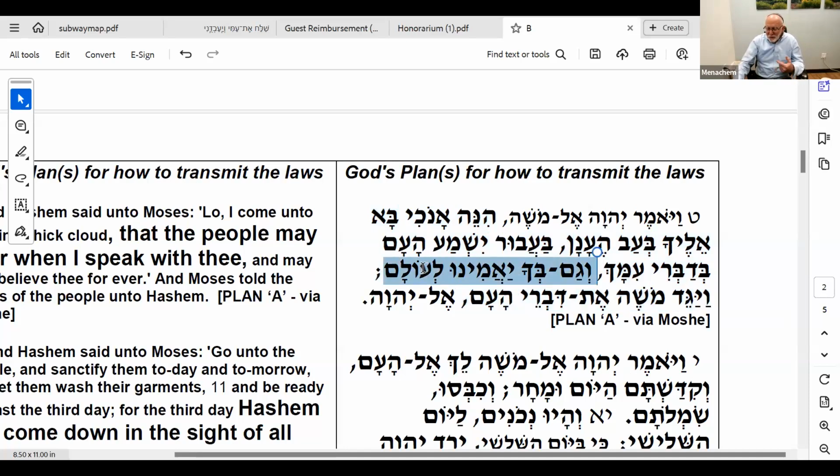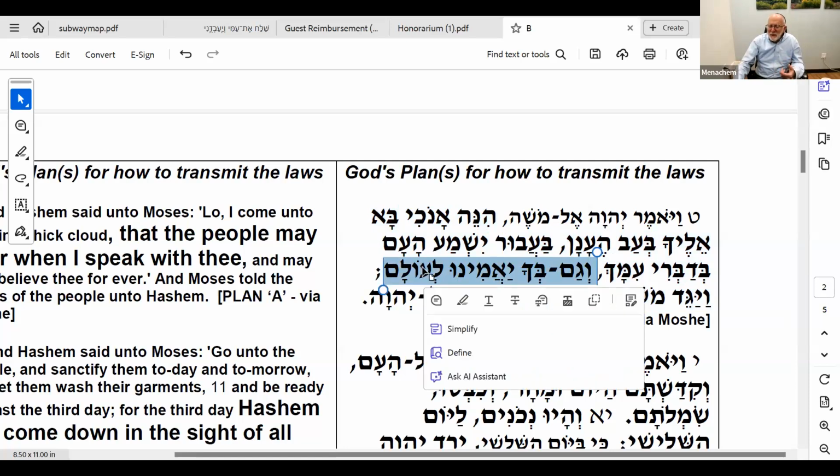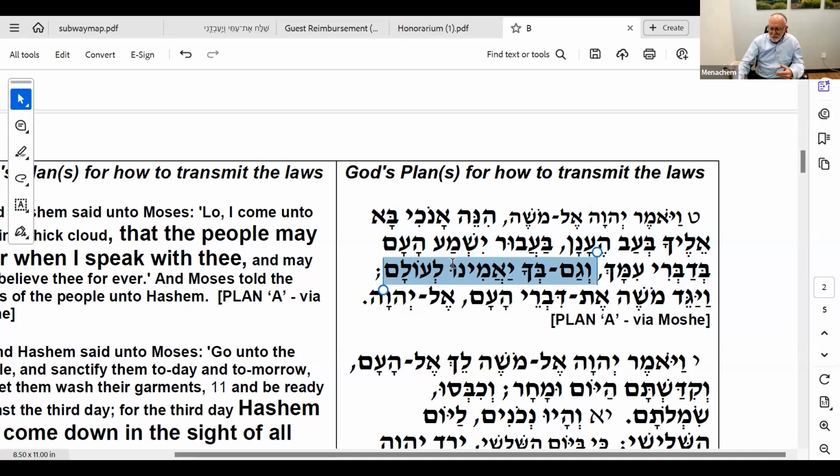Not to believe in you, believe in Moshe, but believe that what Moshe is saying is what God is saying. That's what I understand is V'gam becha ya'aminu. They'll trust you. They'll trust that what you're saying is really what God's saying.